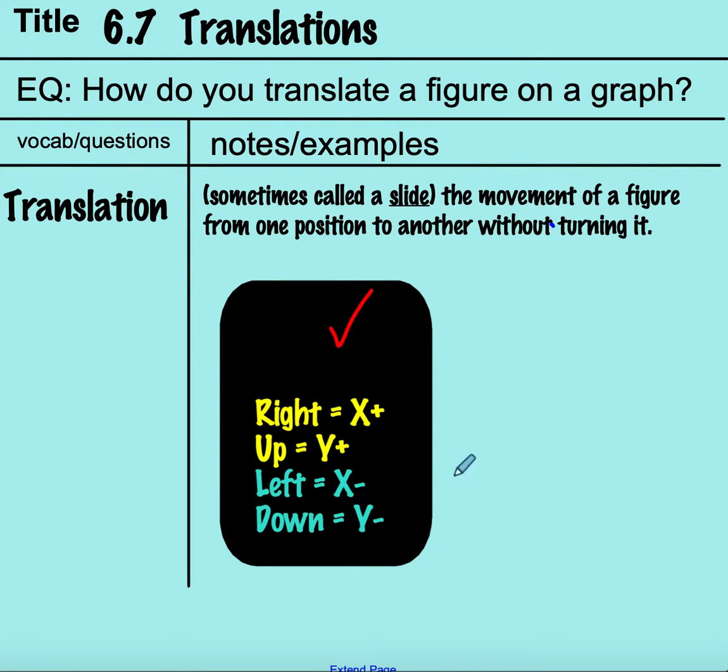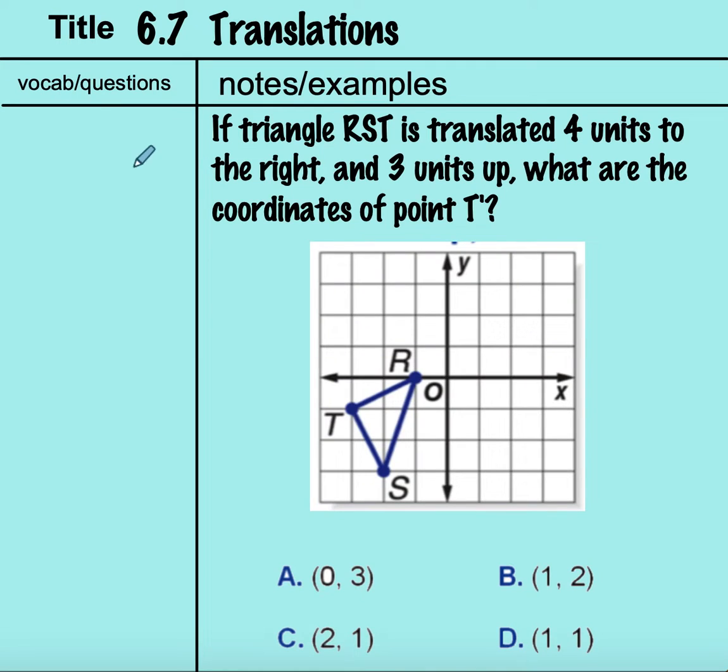So to summarize that, let's get that in our notes. If we're translating to the right, we're going to take however many we move to the right and add that to our X. If we move up, we're going to take however many we move up, add that to our Y coordinate. If we move left, we're going to subtract that number from our X, and down we're going to subtract that number from the Y. Okay, so let's get that down and see if we can use it.